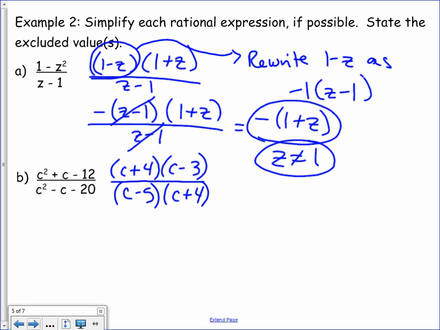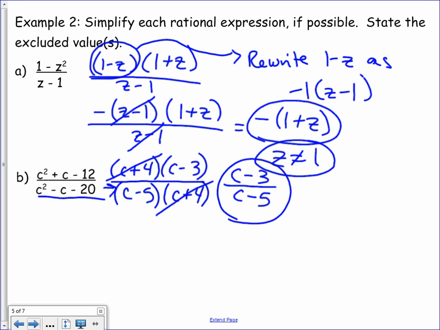Now we can divide out any common factors, which would be this c plus 4, and we're left with c minus 3 over c minus 5. That's our simplified rational expression. Now we need to go back to the original expression and figure out what our excluded values are. We factored it here, so this factored form is still the original expression, just in factored form.